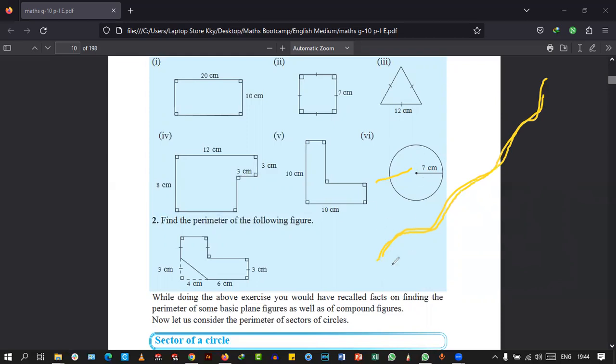We know that the equation is 2 pi r. So we have to substitute 2 times 22 divided by 7 times 7 into the equation C is equal to 2 pi r. This is obvious. Up to these things you might have learned in school.